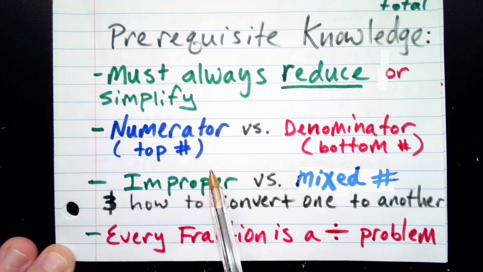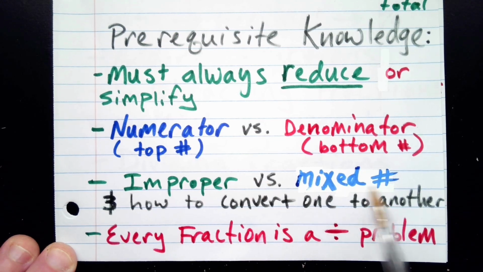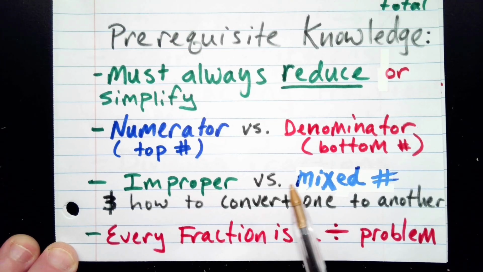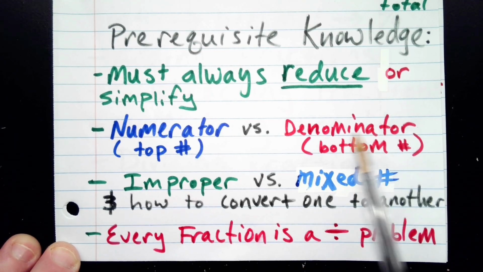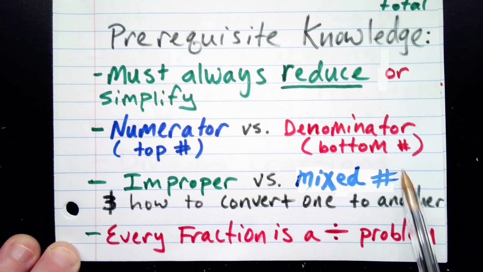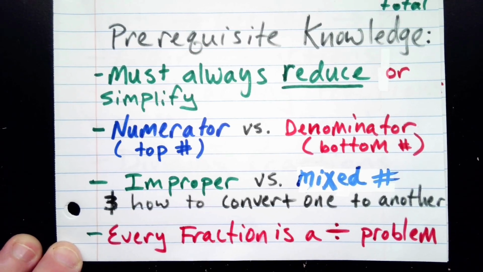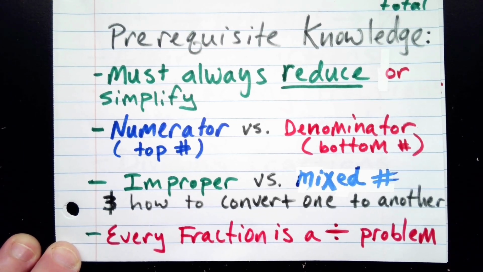An improper fraction versus a mixed number fraction. So I will also go over how to convert an improper fraction into a proper fraction, which would be a mixed number, and then a mixed number into an improper fraction. Many times, almost always, just to simplify things, I will take a mixed number and convert it to an improper fraction, just so I can add, subtract, multiply, and divide. It makes things easier and less confusing.